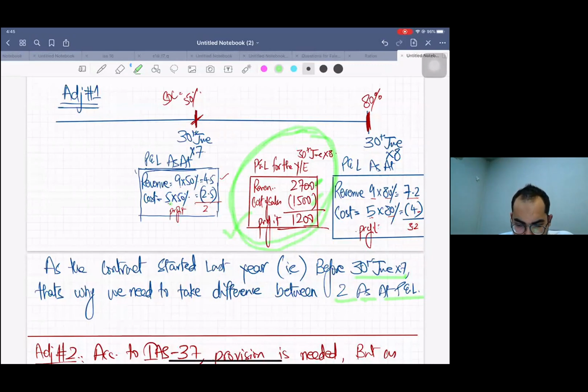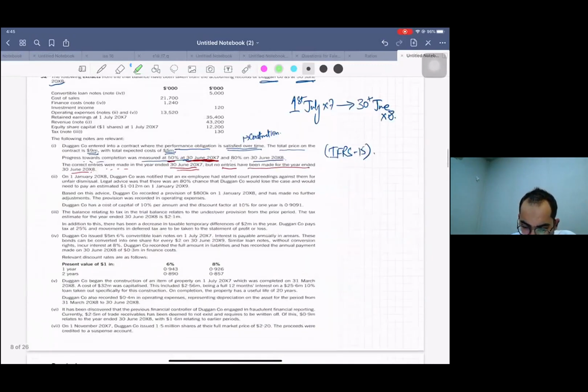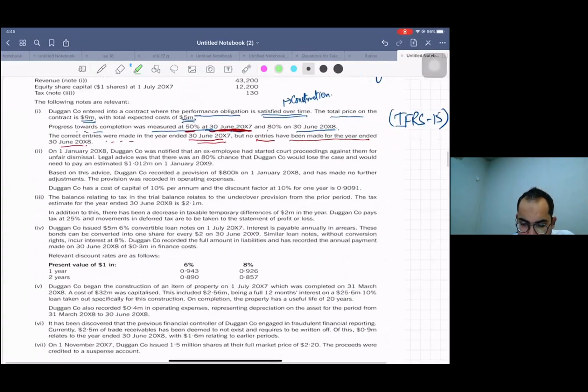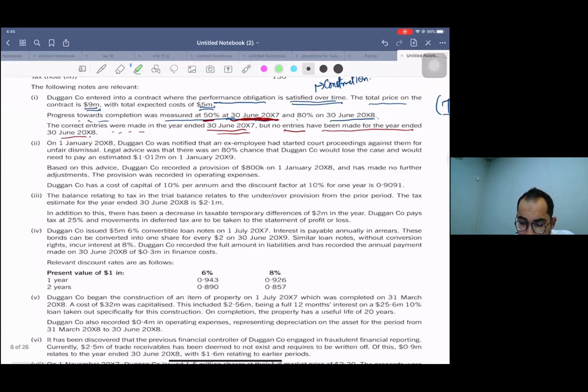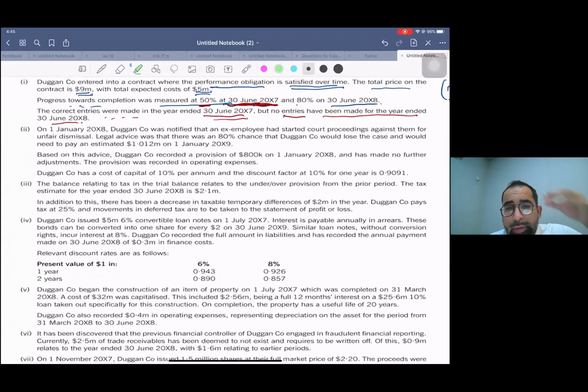Okay, dear students, now the second requirement is related to IAS 37, and there is some unwinding of discount as well. Don't forget, the accounting period must be in your mind, and your accounting period is 1st July X7 to 30th June X8. Now, see the date, on 1st of January X8, that means mid of the year.